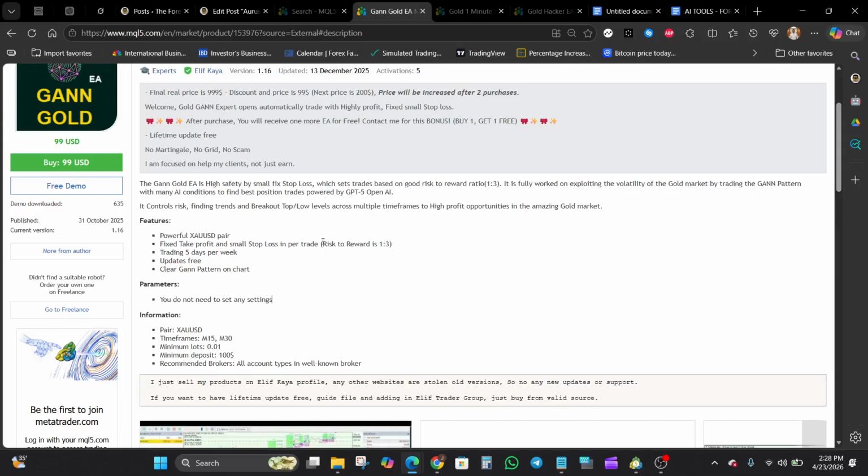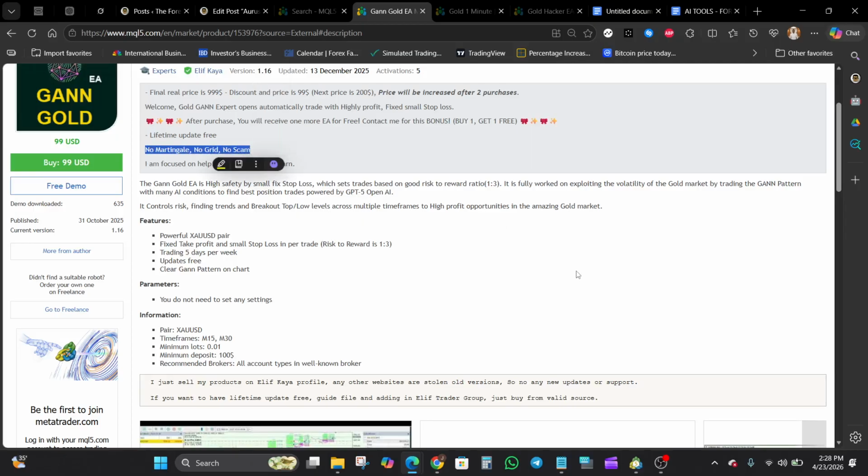Now, whenever I see something like Gann in the name, I already expect some form of geometric or level based market structure, not random entries. And that is important, especially on gold, where precision matters a lot. They also highlight something key here: no martingale, no grid. You can see that here: no martingale, no grid, and well, no scam.